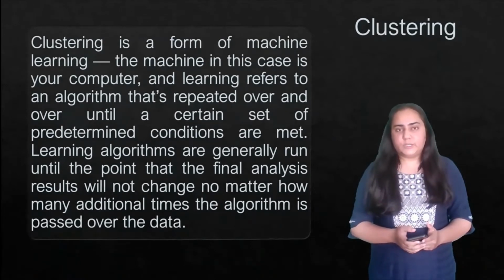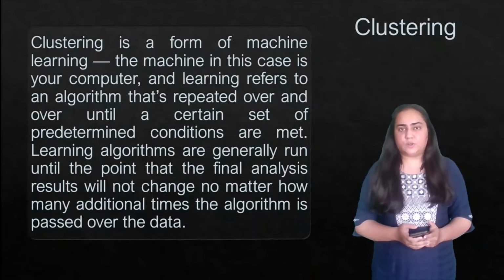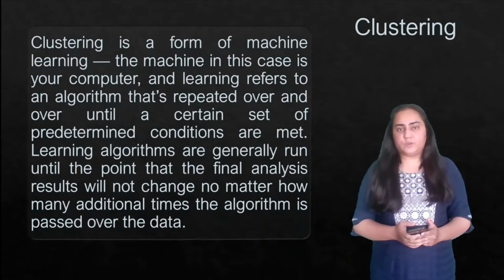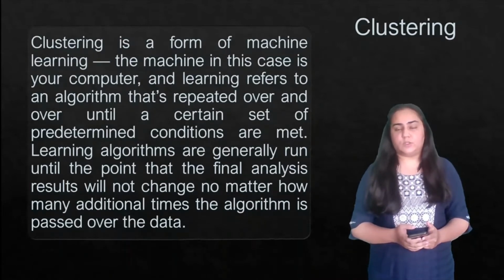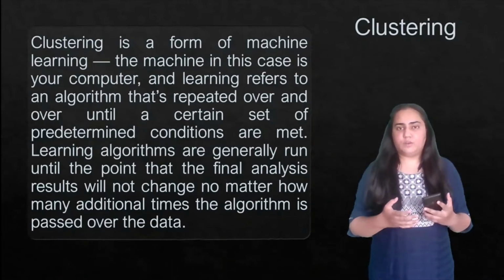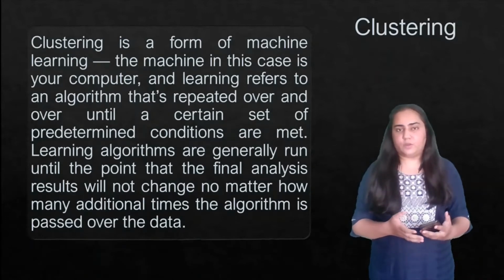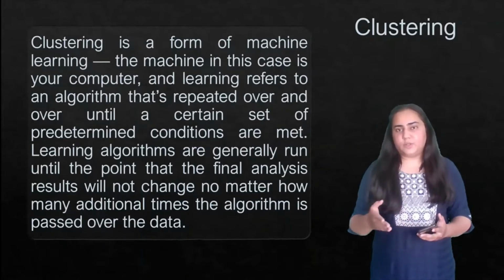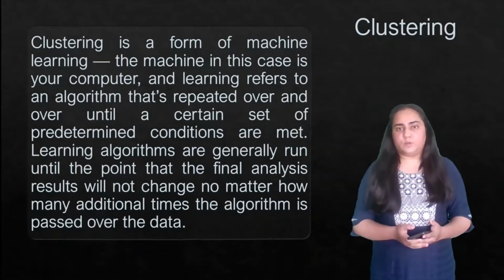Clustering is a form of machine learning, and the machine in this case is your computer. And learning refers to an algorithm that's repeated over and over until a certain set of predetermined conditions are met. So it is a form of machine learning, and here the learning algorithm is generally run up to a point where, in the final analysis, the results do not have any change no matter how many times you run the algorithm again. So that is the point up to which that algorithm is going to be run. And that's how the algorithm learns.